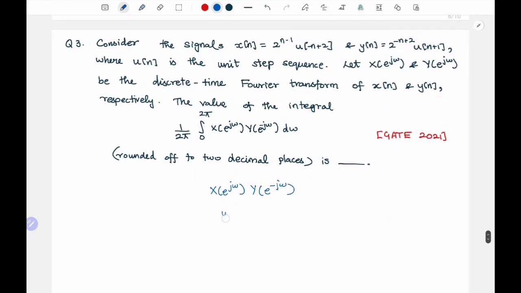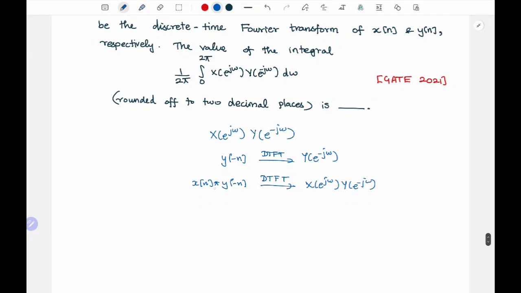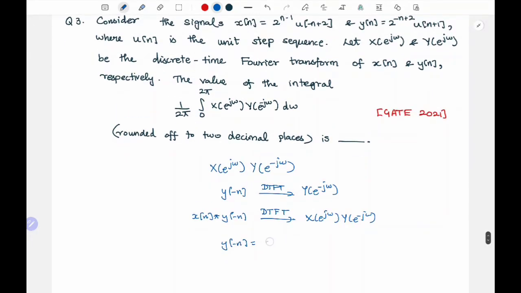So if you notice, your y of minus n will have a DTFT of Y of e power minus j omega. Which means that x of n convolved with y of minus n will have the DTFT X of e power j omega, Y of e power minus j omega. So let us find this first. So your y of minus n is nothing but 2 power n plus 2 u of minus n plus 1, correct?